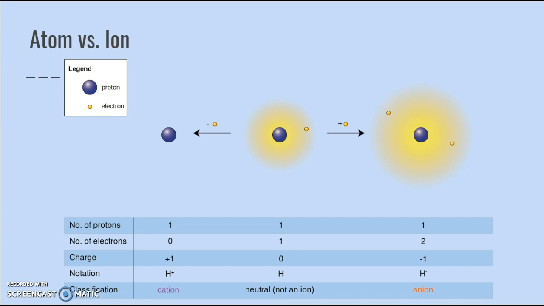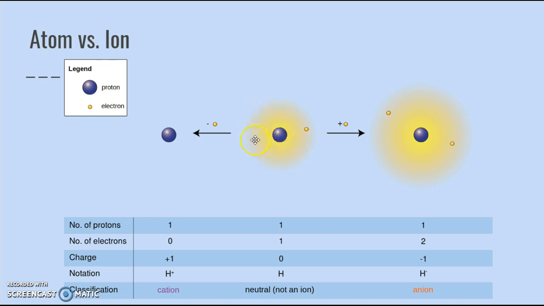Some students often confuse the words ion and isotope, since they both start with I and they're both talking about atoms with different numbers of particles. I want to clear it up right now: an ion is something that has a charge, and this is because of a different number of electrons than the number of protons.